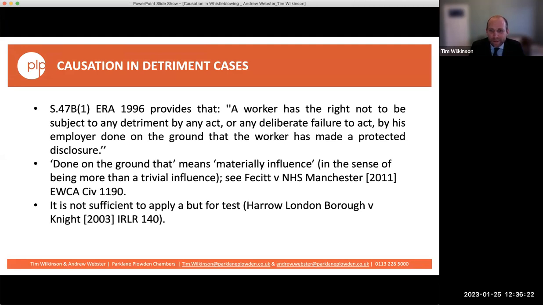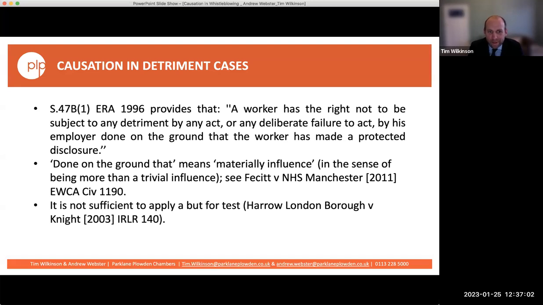As I said, it's set out there, first bullet point, section 47B(1). A worker has the right not to be subject to any detriment by any act or failure to act by his employer done on the ground that the worker has made a protected disclosure. So the key words there are "on the ground that". It isn't a but-for test, as we can see there in Harrow London Borough. What does "on the ground" mean? It means materially influence. What does materially influence mean? Well, Fecitt and NHS Manchester tells us that it means more than a trivial influence.